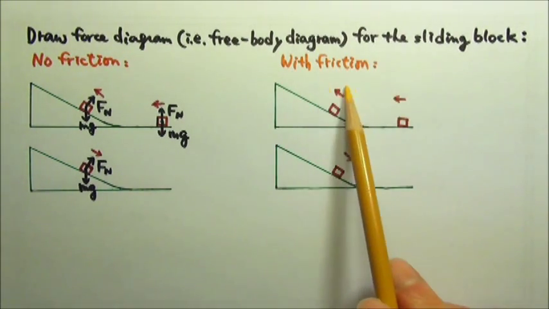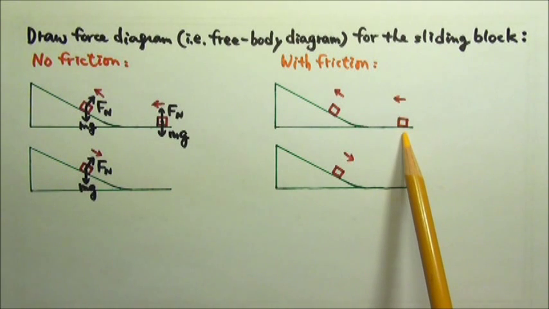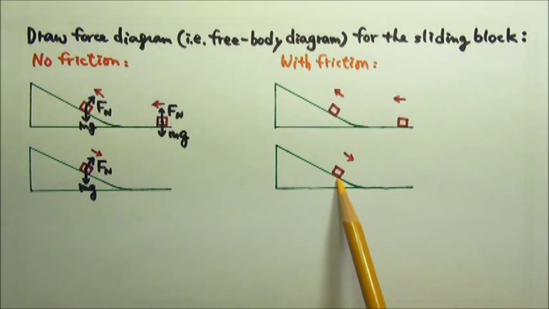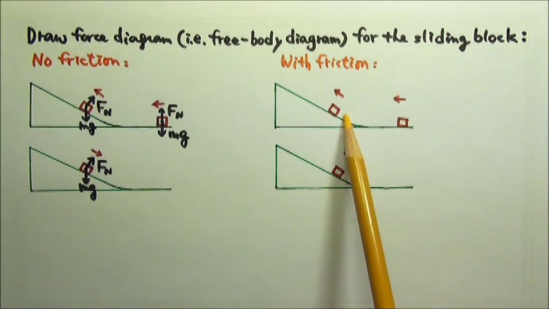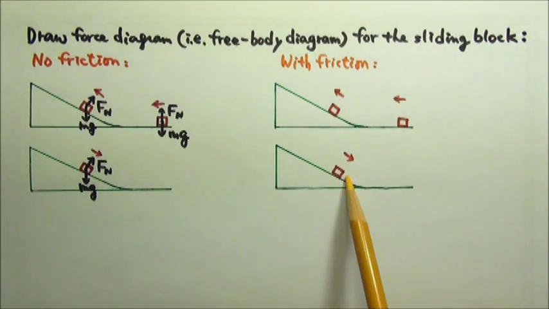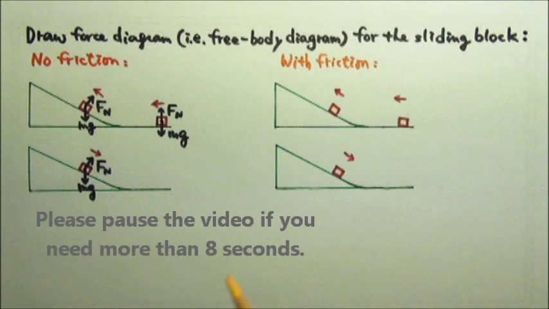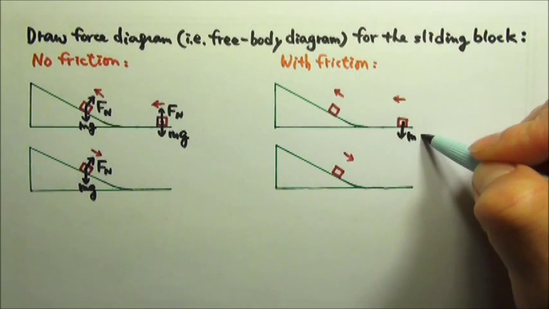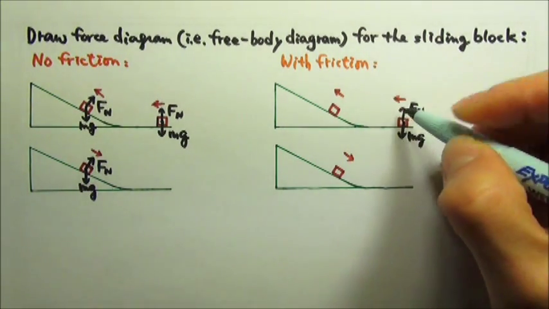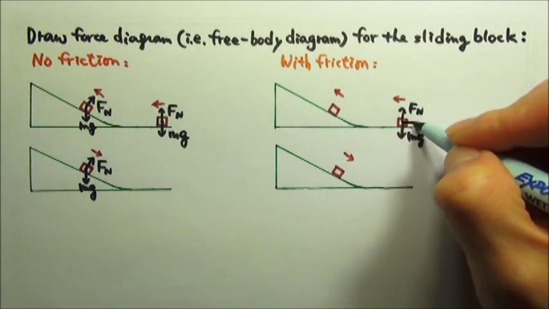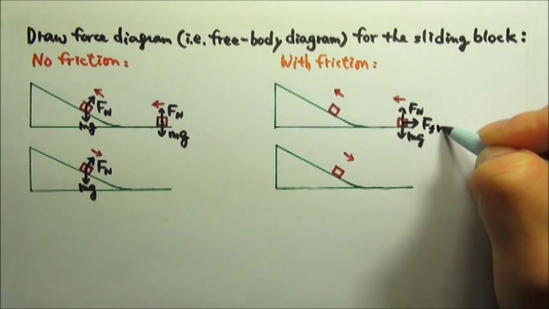What if there is friction? Please draw a force diagram for the block at each of these locations: when it's sliding on the horizontal surface, when it's on its way up the incline, and when it's on its way down. You would have mg going down, normal force going up, and this time there is friction going against the sliding motion, so friction goes this way.